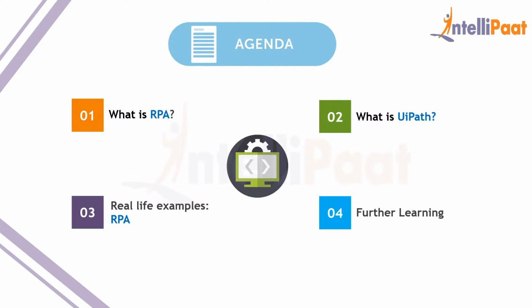Once we have that in the bag, we'll move on and talk about some real life examples of RPA. There are different things being done across the world in various industries using RPA, and we'll be discussing those examples in the third section. And once we have done that, we'll talk about how you can start a career in RPA and how you can begin your journey in this field. So that is the agenda, guys. I hope that is clear to you. So without wasting any further time, let's begin.